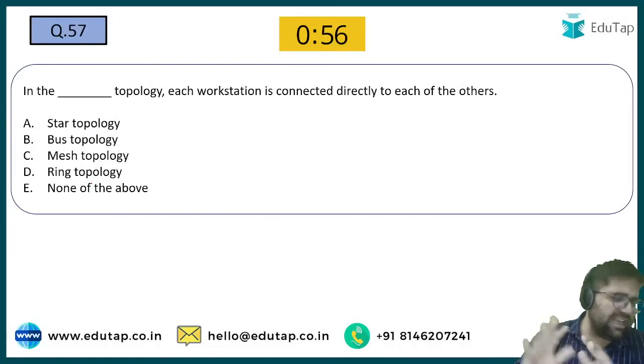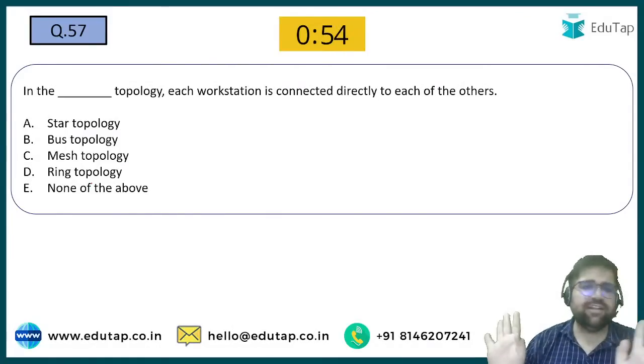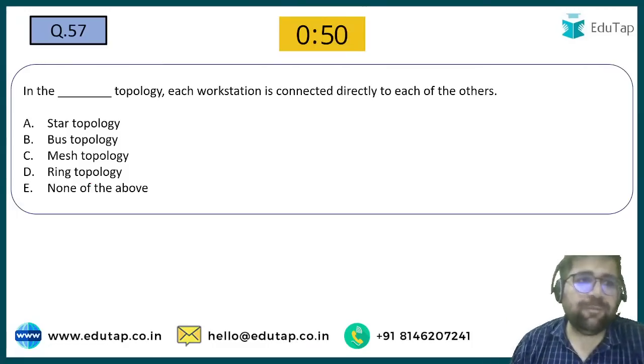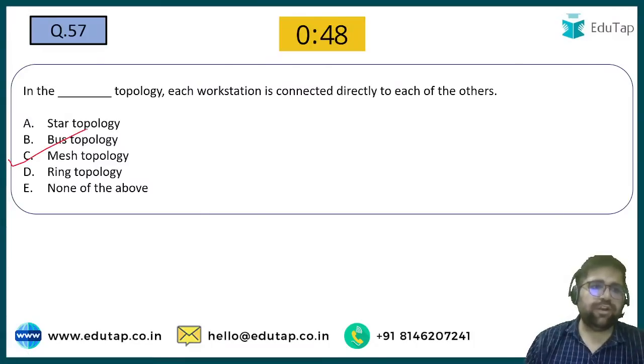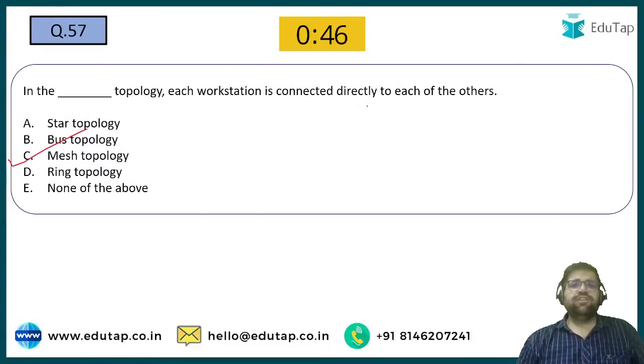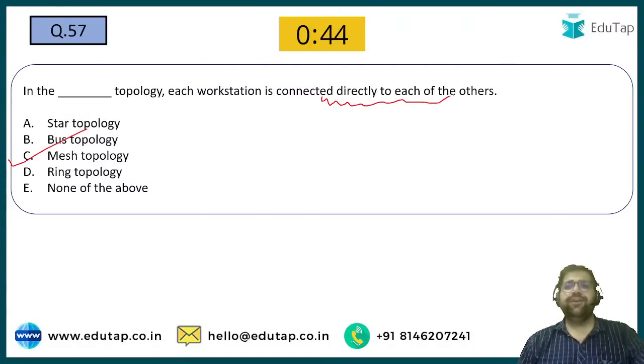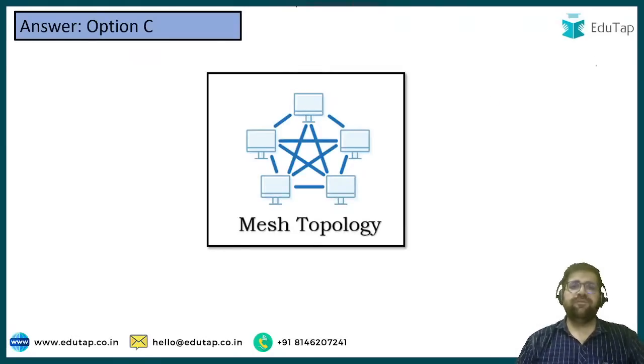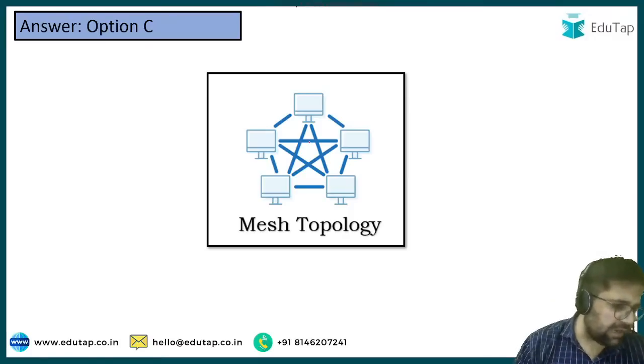Yes, in mesh, everything is connected to everything, right? Very good. This is a question related to mesh only, so I'm not wasting much of your time. The answer will be mesh, because it is directly given: connected directly to each other. Now, this is a feature of mesh. All computers are connected to every computer. As simple as that.